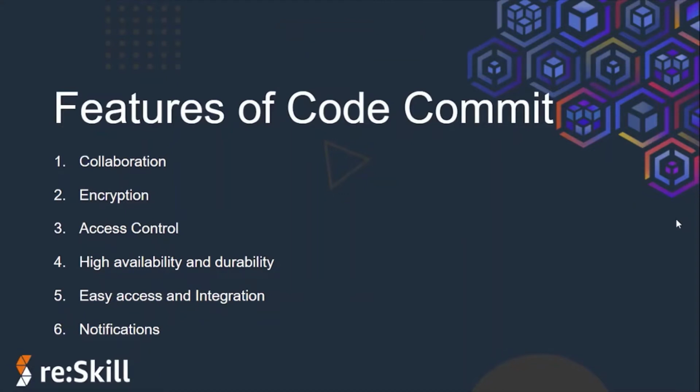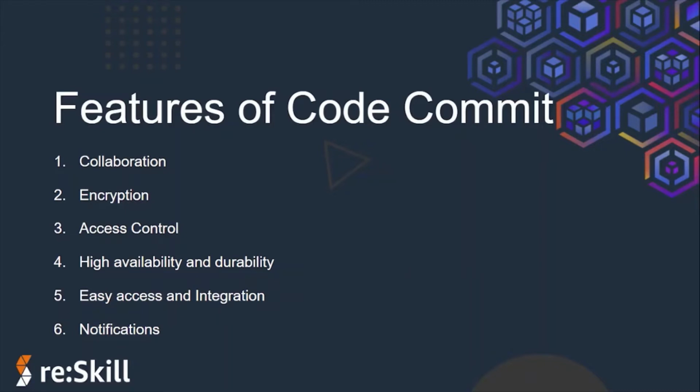Next, we have the features of CodeCommit. Number one is collaboration. CodeCommit allows team members to work collaboratively. Options like merge, commit, branch, etc. allow for easy maintenance of your project. Next, we have encryption. The files can be transferred from or to CodeCommit using two secure protocols, HTTPS and SSH, whichever you prefer. Then repositories are automatically encrypted using the AWS Key Management Service.